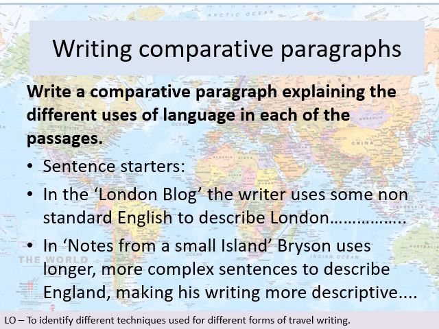Right now, Year 8, here's the task. You're going to write a couple of comparative paragraphs. You want to write a comparative paragraph explaining the different uses of language in each of the passages. And I've given you a couple of sentence starters there. In the London blog, the writer uses some non-standard English to describe London. Then you would show the non-standard English, and then you would use a comparative connective, possibly. However, in Notes from a Small Island, Bryson uses longer, more complex sentences to describe England, making his writing more descriptive. So you've got sentence starters for your first paragraph there.